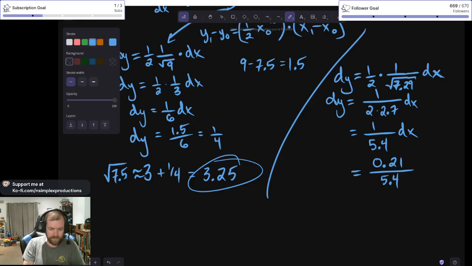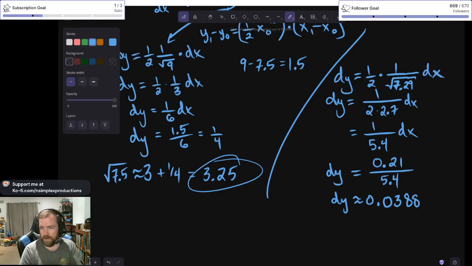0.21 divided by 5.4 is 0.03888 repeated. Okay, so that is our dy. Again, dy is about 0.0388. We go from there. It's equal to, but whatever, it's fine.